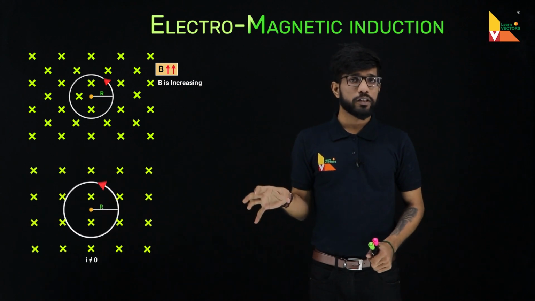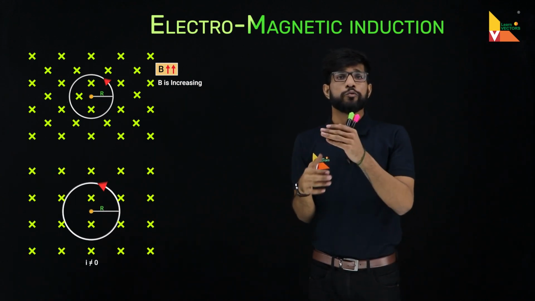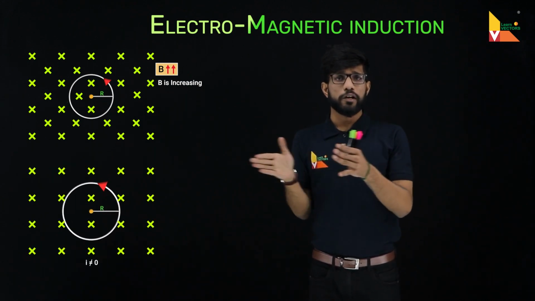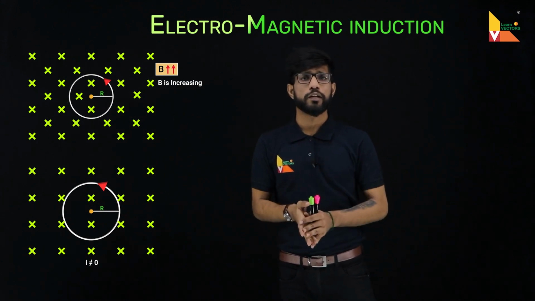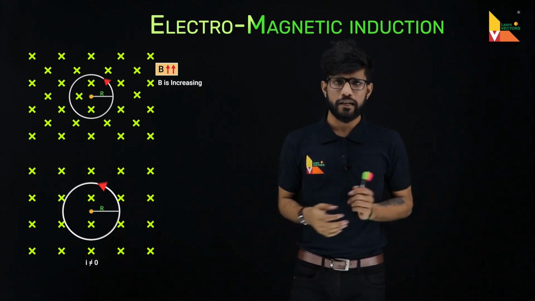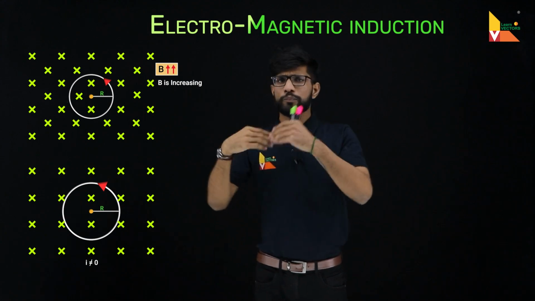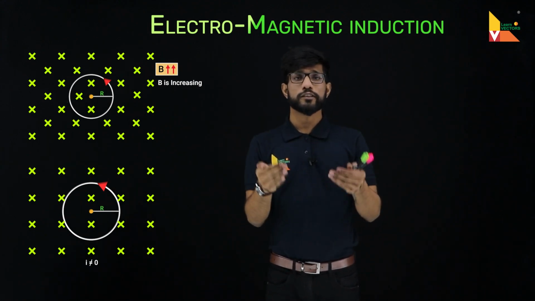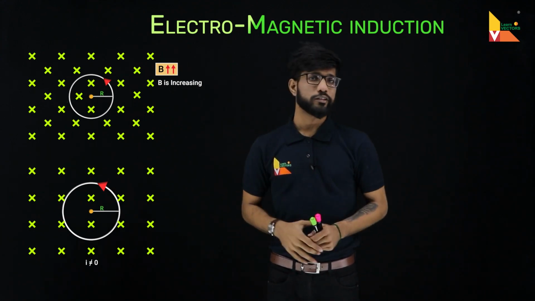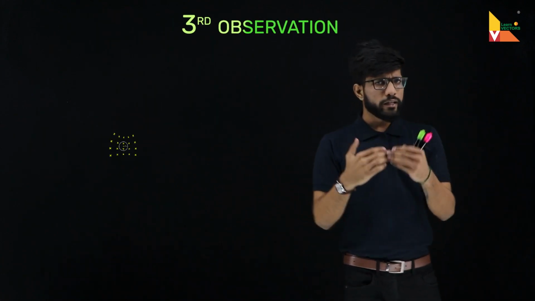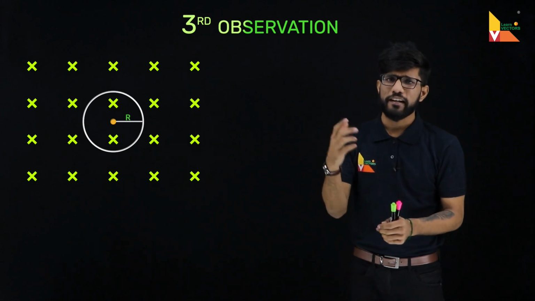And our second observation was that when we change the area of that particular loop, or you can say the radius of that loop, radius means area, right? So at that time also we observed that some current was induced in that particular loop.